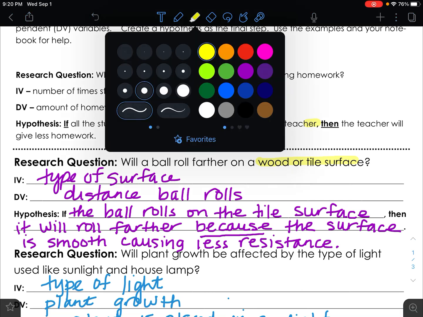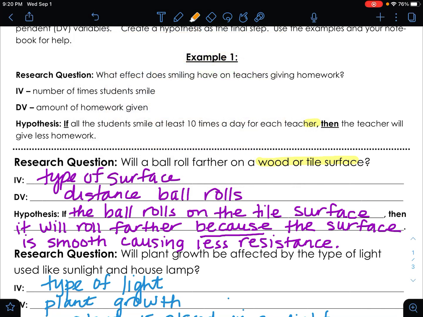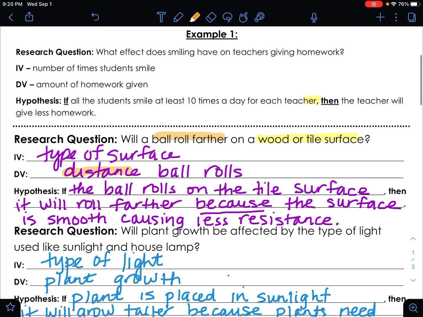All right, so then we're going to look at what is it that we're going to measure? What is our dependent variable? So we're wondering how far the ball is going to roll. So that indeed is distance. Okay, so our independent variable is type of surface. Our dependent variable is distance the ball rolls.